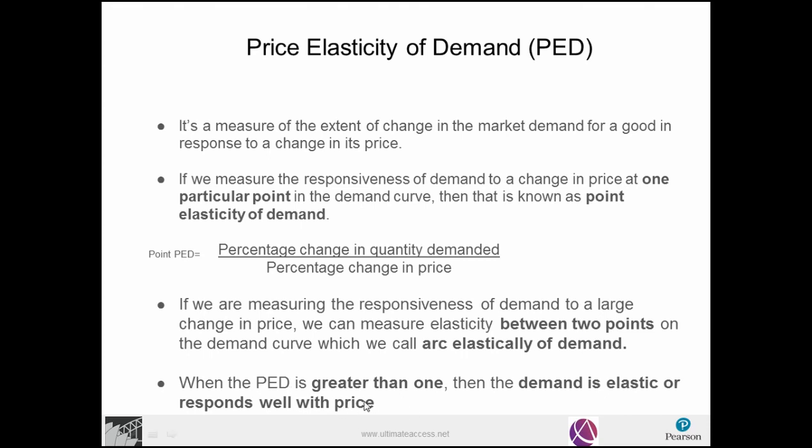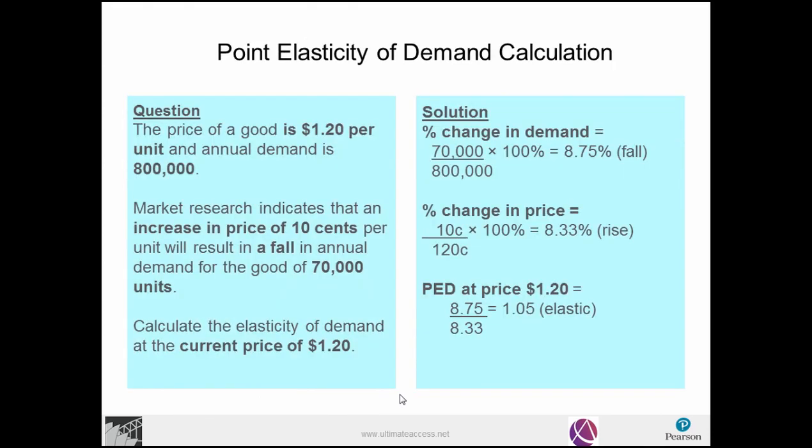Now, when the price elasticity of demand is greater than one, then the demand is elastic or responds well to price. Now, we have a question here, and we are going to be computing point elasticity of demand in this question. The question says that the price of a good is $1.20 per unit, and the annual demand is 800,000.